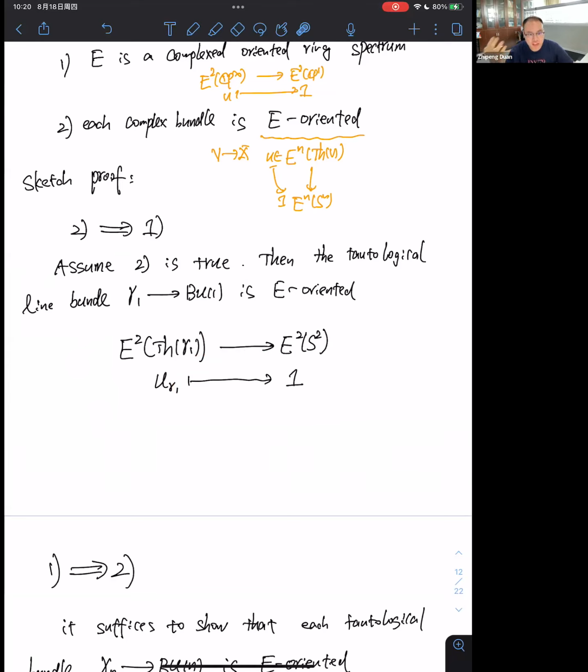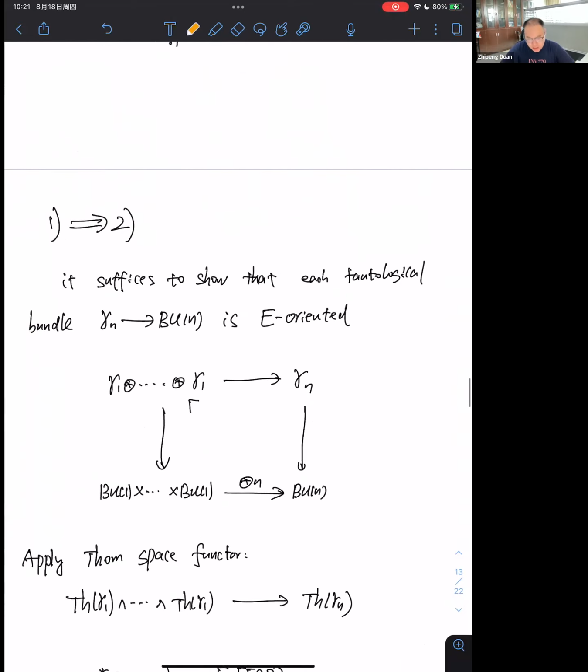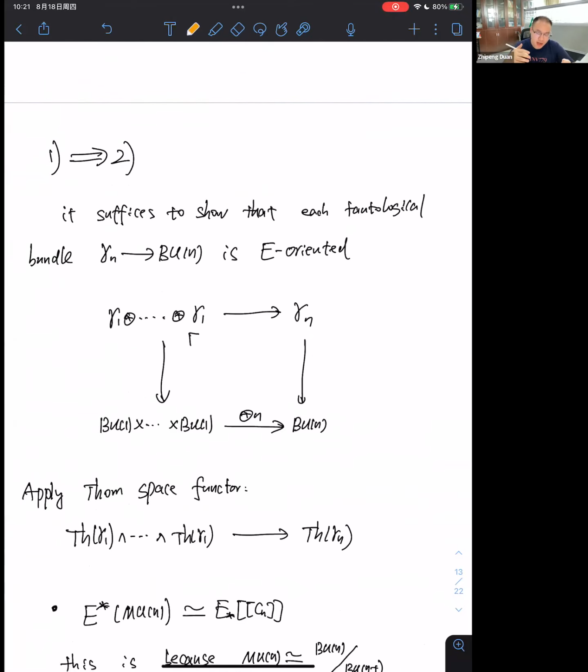And you know, this is exactly the definition. So my definition for E is a complex oriented ring spectrum. This direction is a little bit easier. And as for the converse, if you assume the spectrum E is complex oriented, how do we show that each complex bundle is E-oriented?